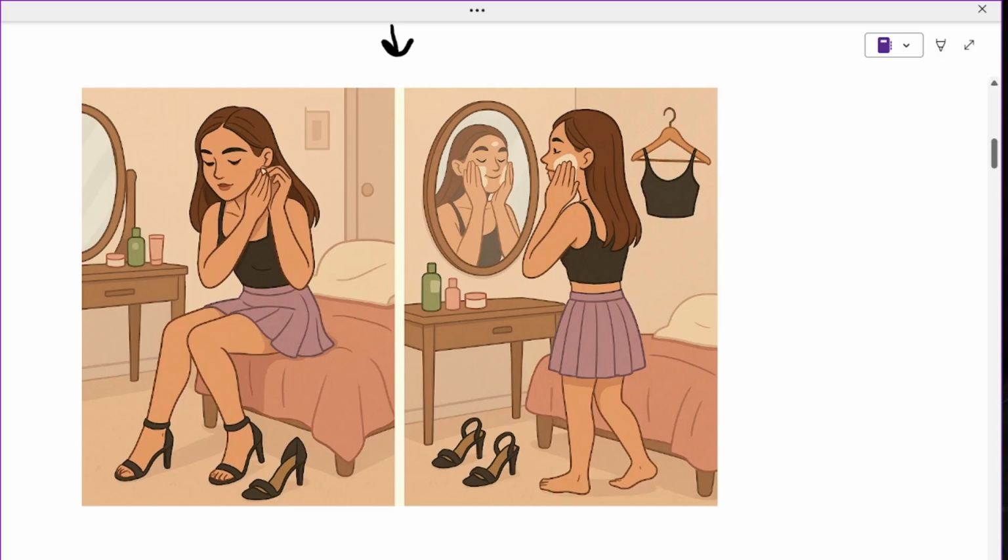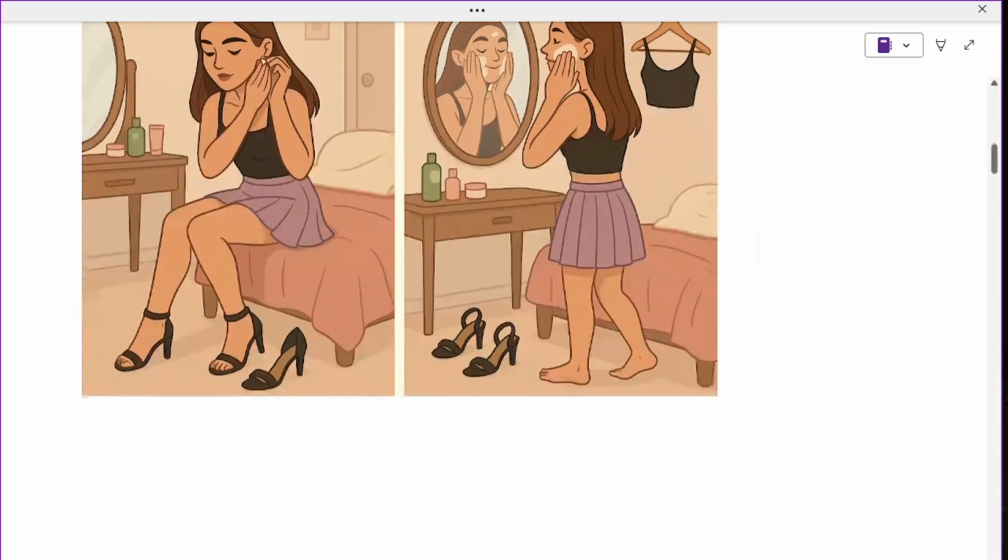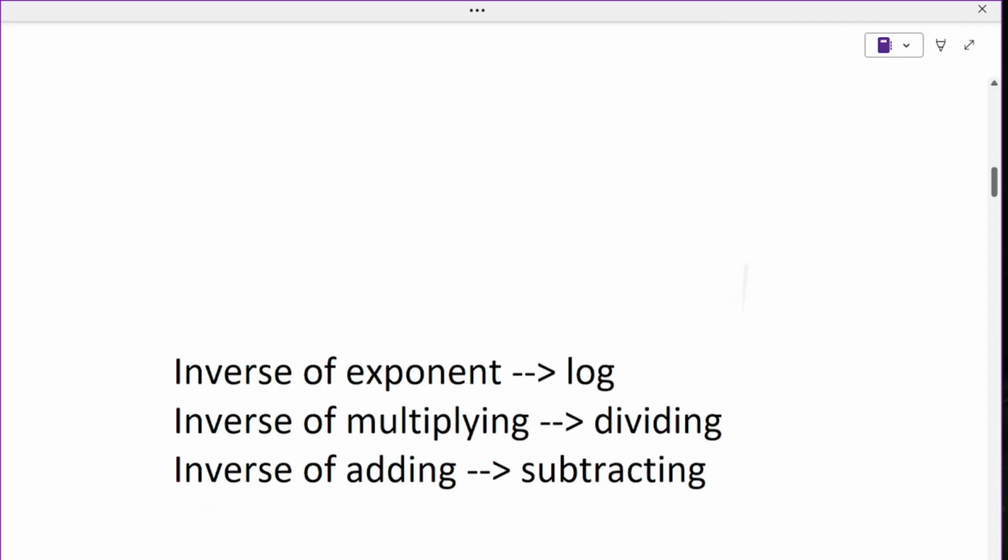And actually, it shows in this picture. I used ChatGPT to create these images, so they're not 100% perfect, because it shows that she has her outfit on and then puts on her skincare, or does her skincare and removes her makeup. But you get the point. Basically, you're just undoing the process, right? So this is exactly what's going on in inverse functions.